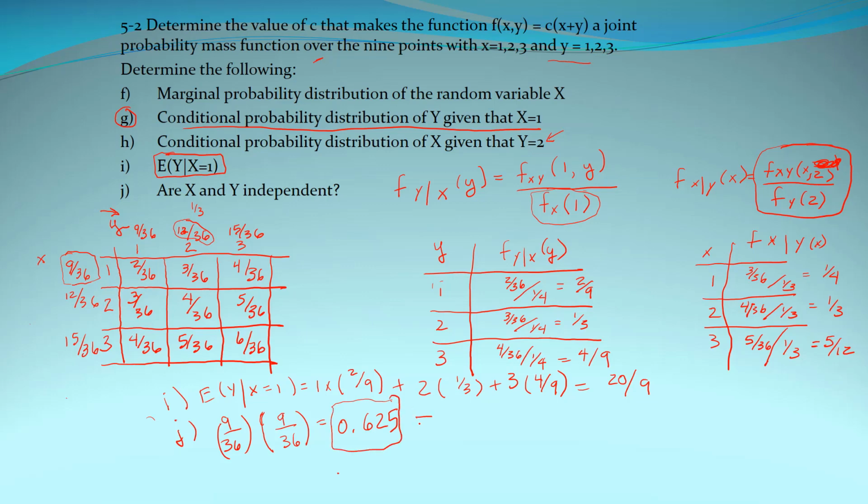And guess what? That value is not the same as 2/36, which is right over here. And we've got 2/36 is actually 0.05 if you work it out. And so we have just shown that they are not independent. Check. Congratulations, you finished.